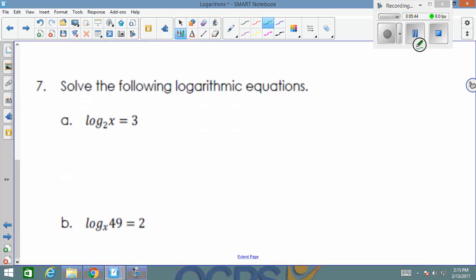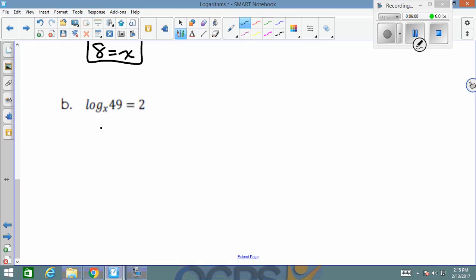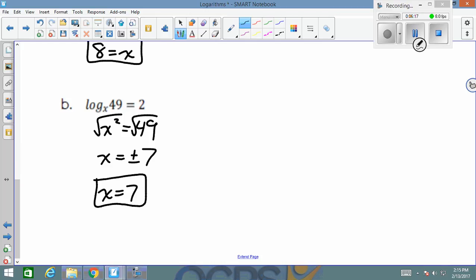We can take these and solve them. Okay, we're going to solve this logarithm function by converting it back to exponential. So again, it's going to be 2 to the third will equal x. So 8 is going to be x. Okay, same with the next one. We have x squared will equal 49. Okay, take the square root. So x will equal plus or minus 7. Well, we said at the beginning, x cannot be negative, so x will only equal 7 in this case.